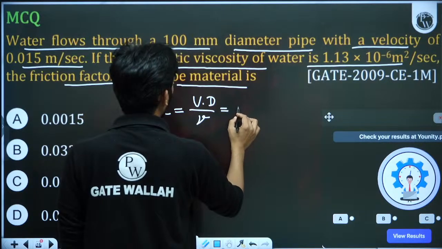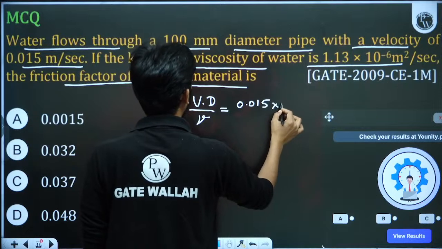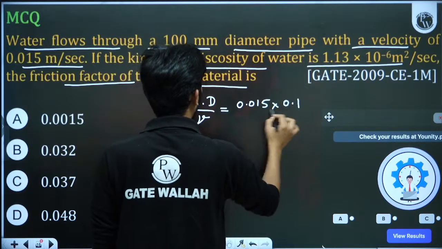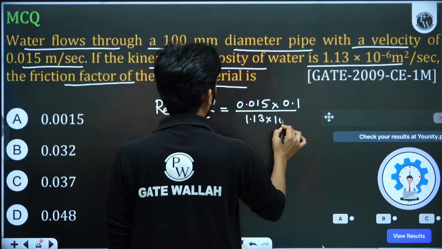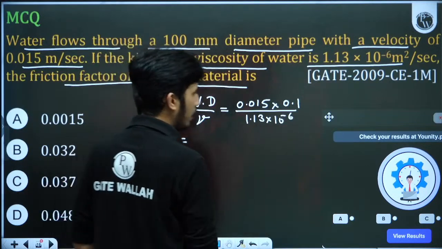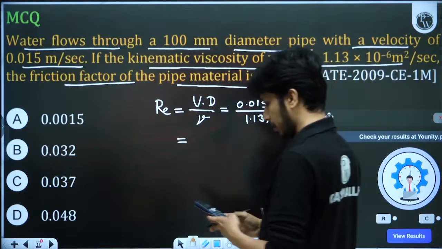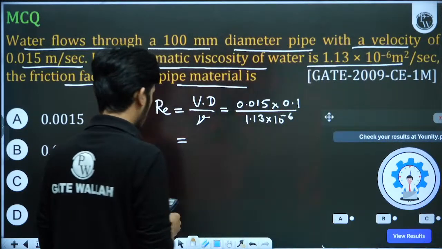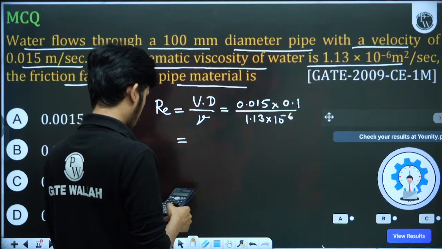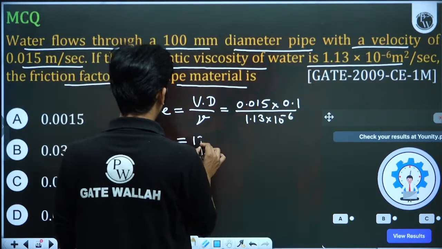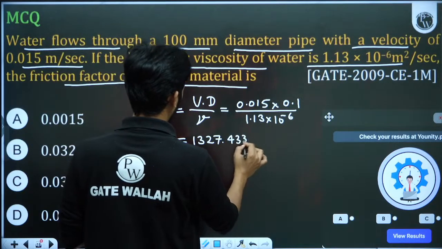So velocity is how much? 0.015 into diameter, which is 100 mm, meaning 0.1 meter, upon kinematic viscosity 1.13 into 10 raised to power minus 6. From here we will get the Re value. It is coming out to be 1327.433. This is less than 2000.